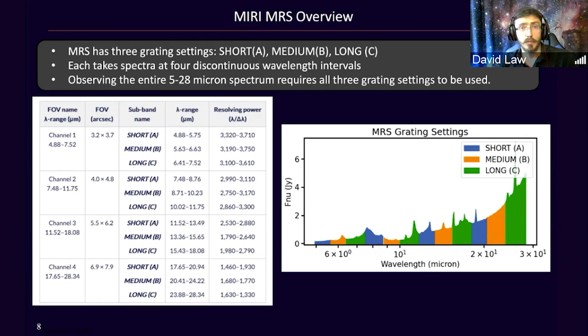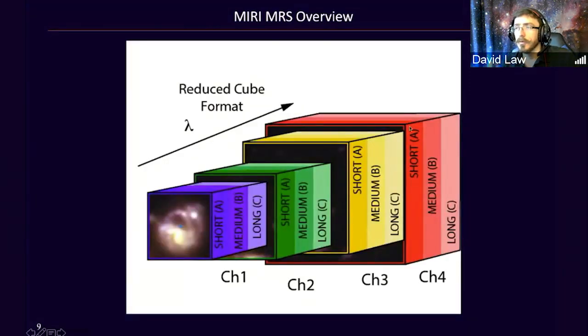When you process it through the pipeline, you end up with something that looks not exactly like a data cube per se, but perhaps more like a data pyramid, in the sense that the longest wavelength data has the largest field of view, and the smallest wavelength data has the smallest field of view. So you go progressively out to larger and larger dimensions as you go to longer wavelengths.